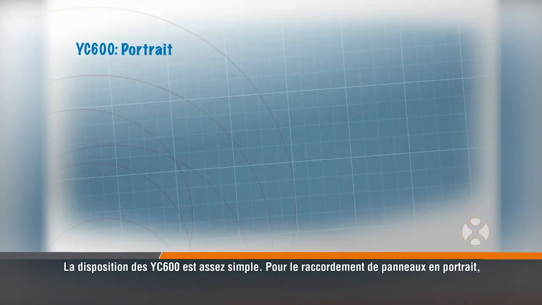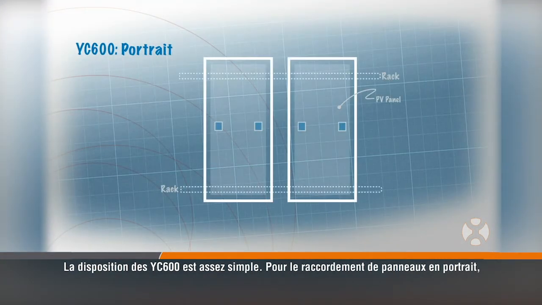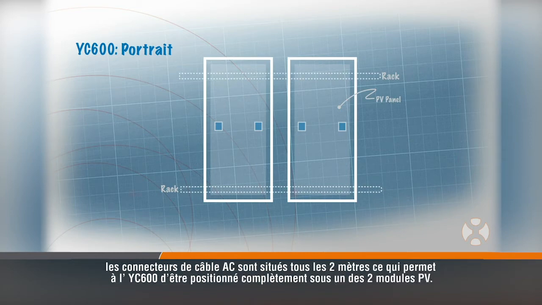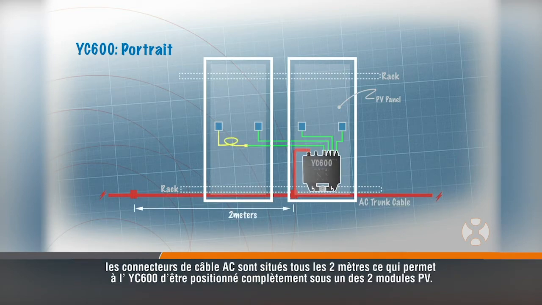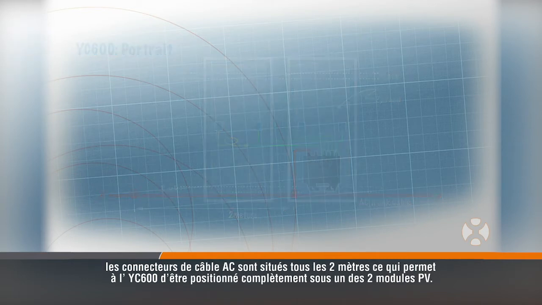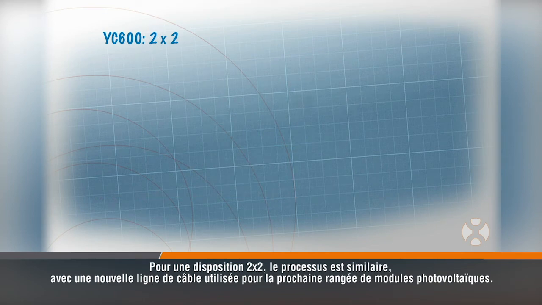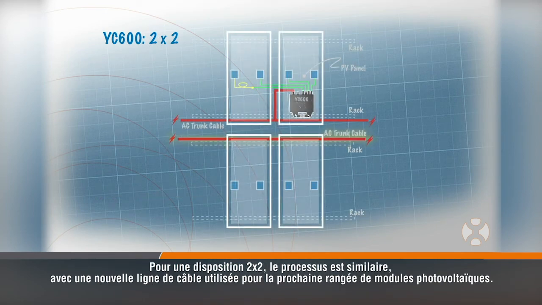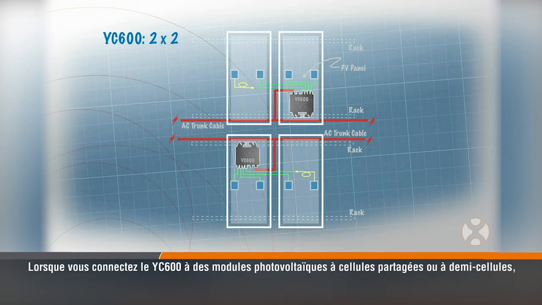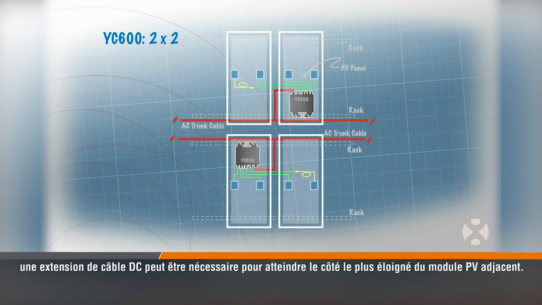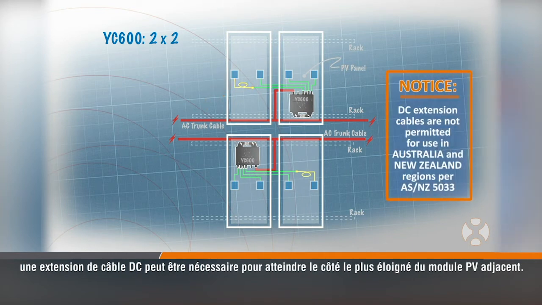YC600 layouts are fairly straightforward. For single panel layout in portrait, the trunk cable terminals are located every 2 meters, which allows the YC600 to be positioned completely under every other PV module. For 2x2 layout, the process is similar, with a new trunk line used for the next row of PV modules. When connecting the YC600 to split cell or half cell PV modules, a DC extension cable may be needed to reach the further side of the adjacent PV module.